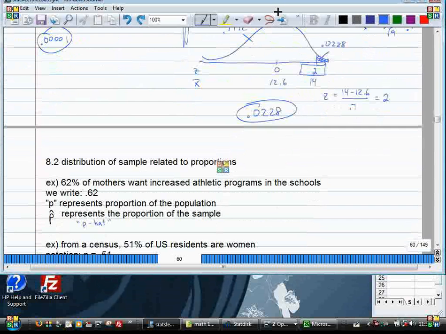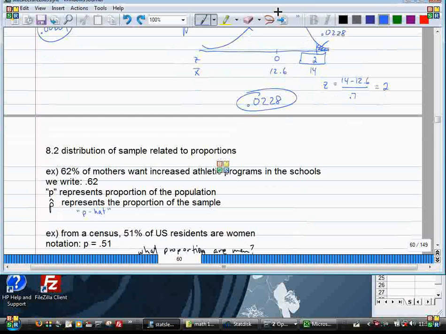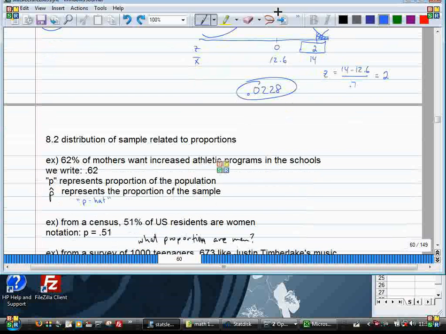Alright, so let's put this in action. From a census, 51% of U.S. residents are women. How do we write this in notation? Yep. P equals 0.51. Good.